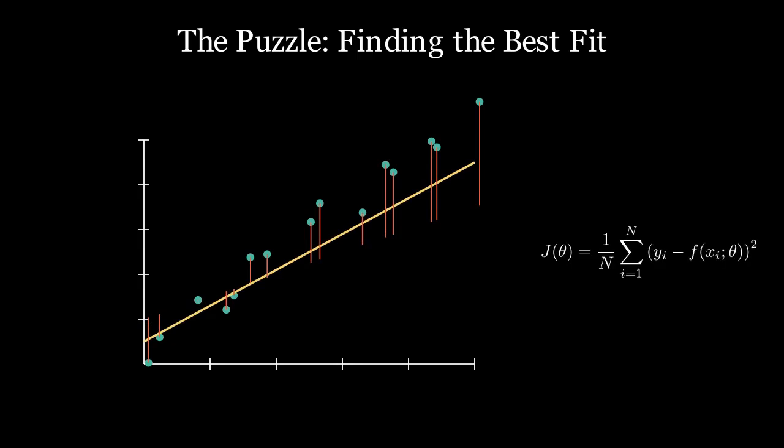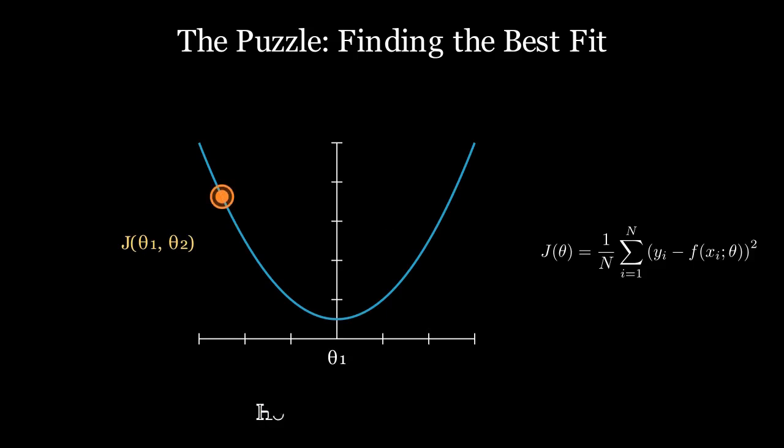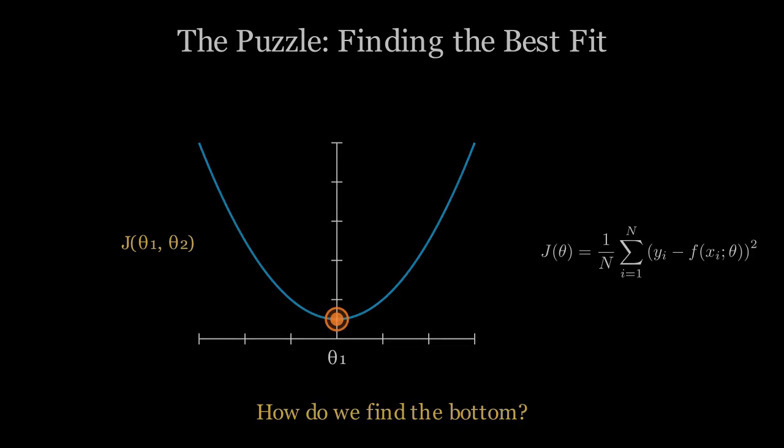Turn it into a geometry problem. Define a cost function, a single number measuring how wrong your current parameters are. Plot this cost against all possible parameter values, and you get a bowl-shaped surface. Finding the best parameters is the same as finding the bottom of that bowl. That is the problem gradient descent solves.